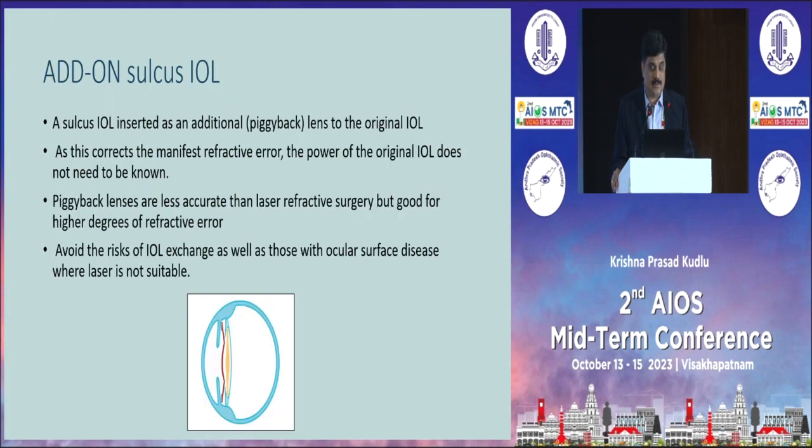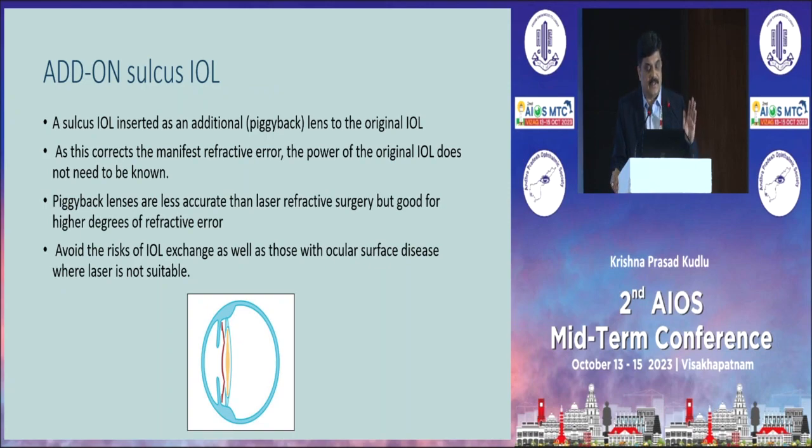So add-on or piggyback lenses, Dr. Ramurthy sir was showing in one of his videos about the piggyback lenses. Most of these lenses also work out very well, because this corrects the manufactured refractive error, you need not know the original intraocular lens power, which is not required. Piggyback lenses are less accurate than the laser refractive surgery, but good for higher degree of refractive error.